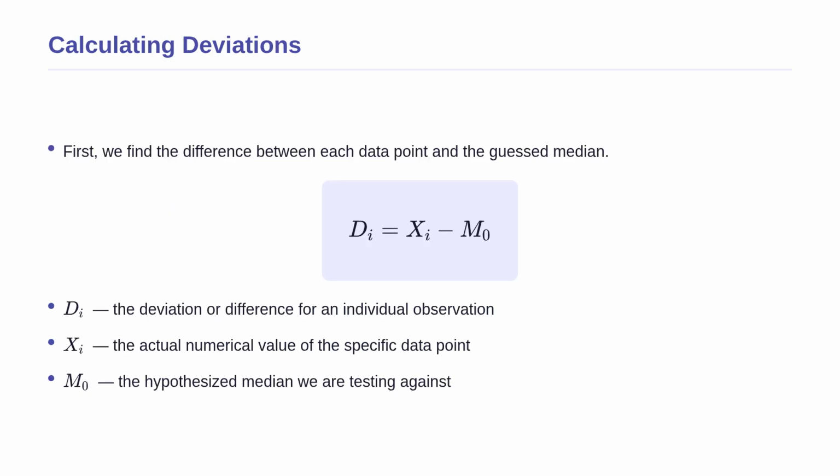Now that we understand the core idea, let us look at how we mathematically assign these signs. We start by calculating the deviation for each data point. The formula is di equals xi minus m0. Here, xi is the actual numerical value of our specific observation. M0 represents the hypothesized median we are testing against. If our data point is greater than the guessed median, the deviation is positive, giving us a plus sign. If it is less, we get a minus sign. Any data point exactly equal to the median gives a 0, which we completely discard because it provides no directional information.